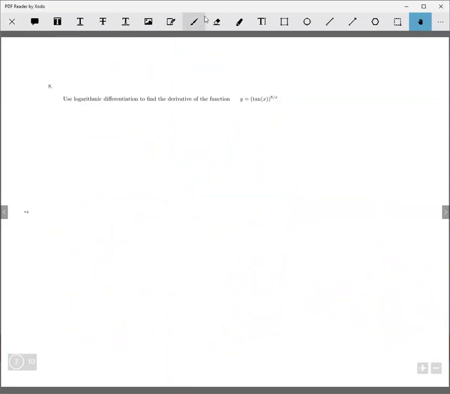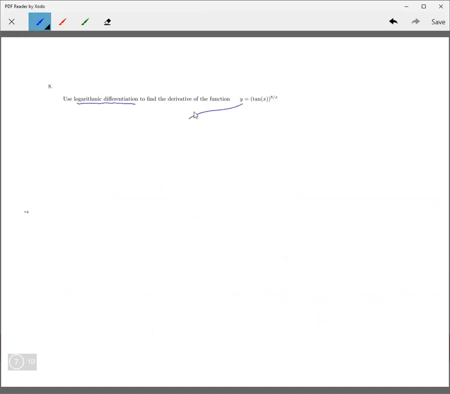Here's another example of logarithmic differentiation. Now this one is pretty hard to do if you didn't use logarithmic differentiation. It's going to be pretty challenging. Okay, so here, logarithmic differentiation, that means the first step is to take the natural log of both sides. So it's the natural logarithm of tangent x to the 8 over x.